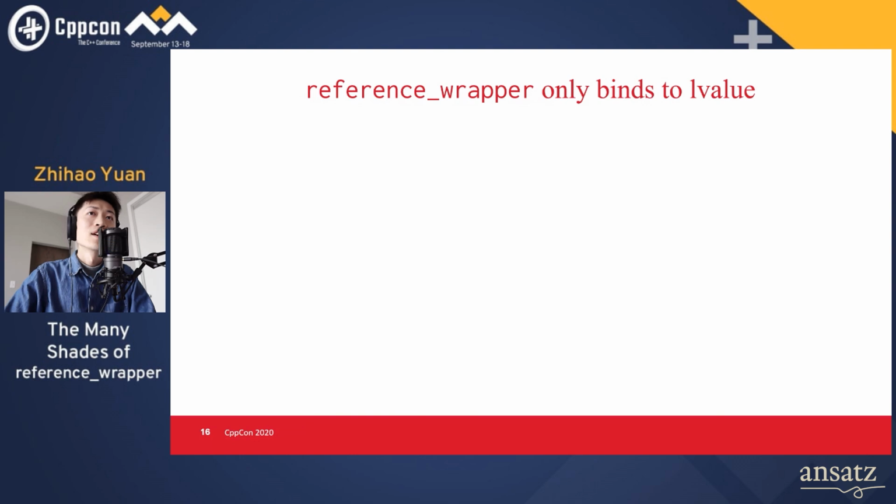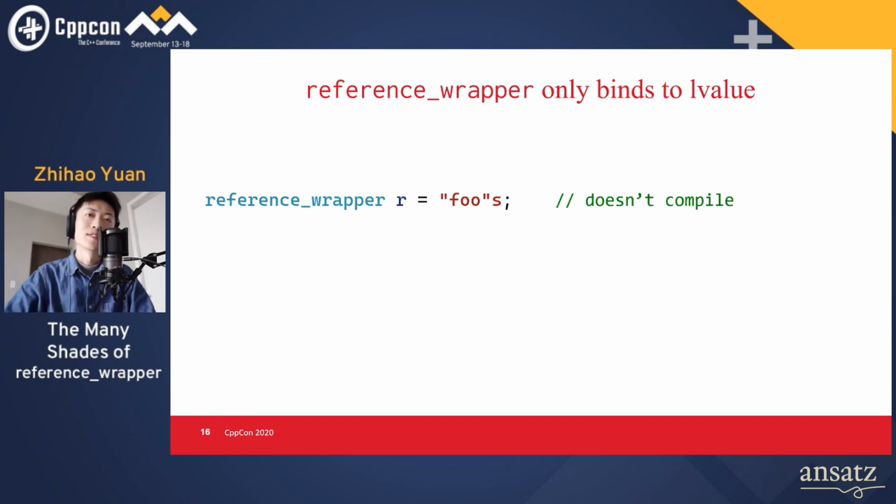Next bullet, reference_wrapper only binds to lvalues. So if you recall, what does the user-defined literal operator s do? It creates a temporary object of std::string, which is a prvalue. Because reference_wrapper only binds to lvalues, this doesn't compile. The language lvalue reference doesn't compile in this case either.